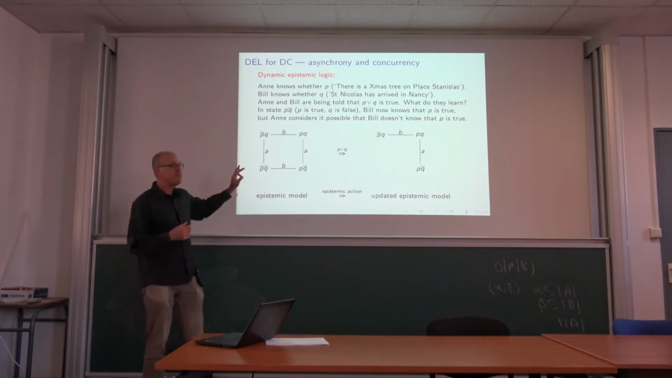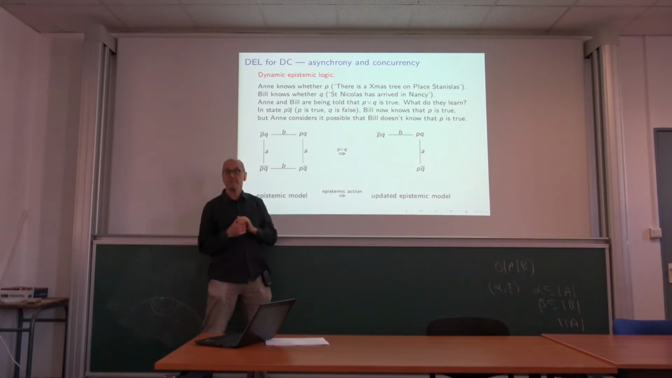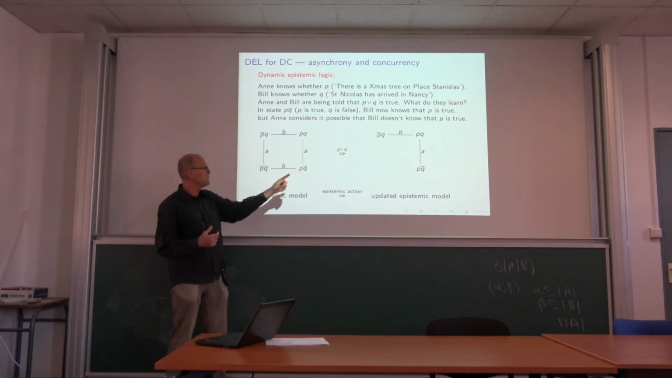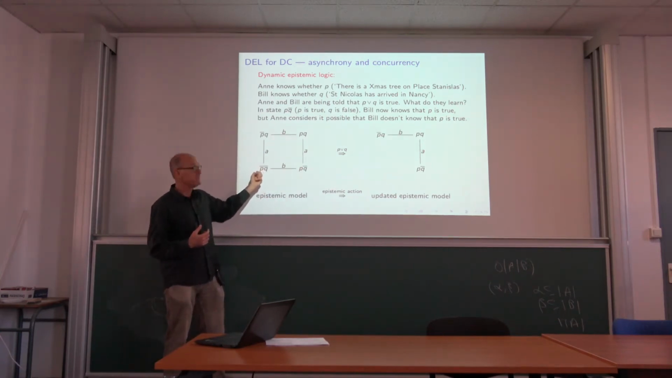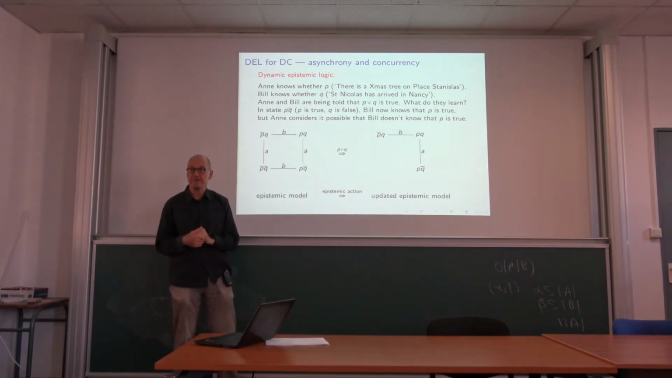Okay, I will use this model a lot. If it's not clear, tell me now and I will explain it. But what now happens, they are informed that P or Q is true. So from the 4 valuations, 1 disappears. And that is the resulting model.